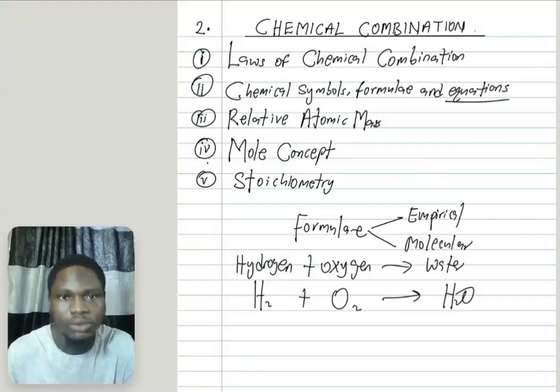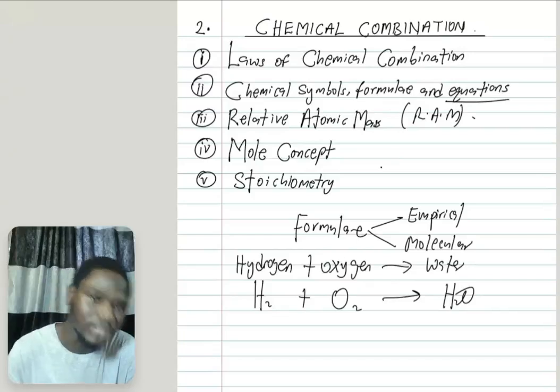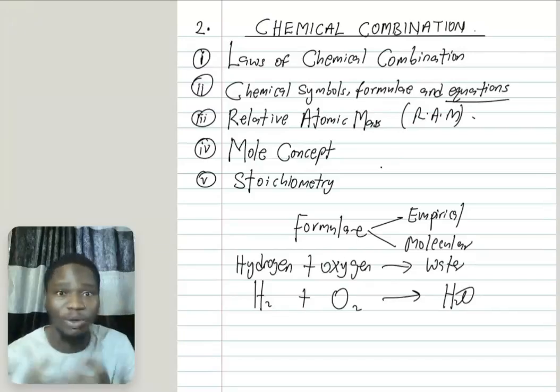So next, we have relative atomic mass. You are going to learn the concept. This one has an acronym, RAM. You are going to learn the concept of relative atomic mass. Then after that, we move to mole concepts. Mole concepts is actually where the bulk of the calculation starts from.